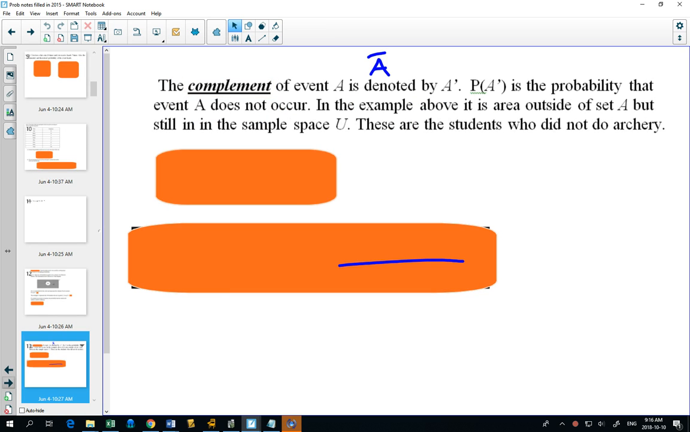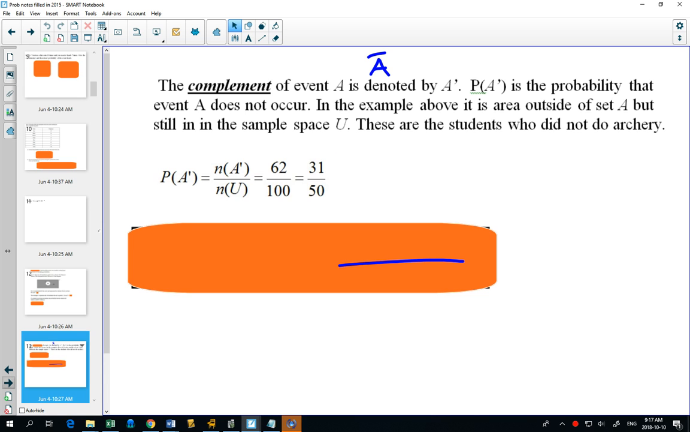So a couple of definitions. The complement of an event, and we're going to denote it with an A prime. You will also see it in a lot of textbooks with a bar over top. And it's the event that A does not occur. So if you wanted to say what's not A in the event above, it's all the shaded region of everybody who doesn't do archery. So if we wanted to figure out what's the probability someone doesn't do archery, that's the 62 people that are left out of the 100.